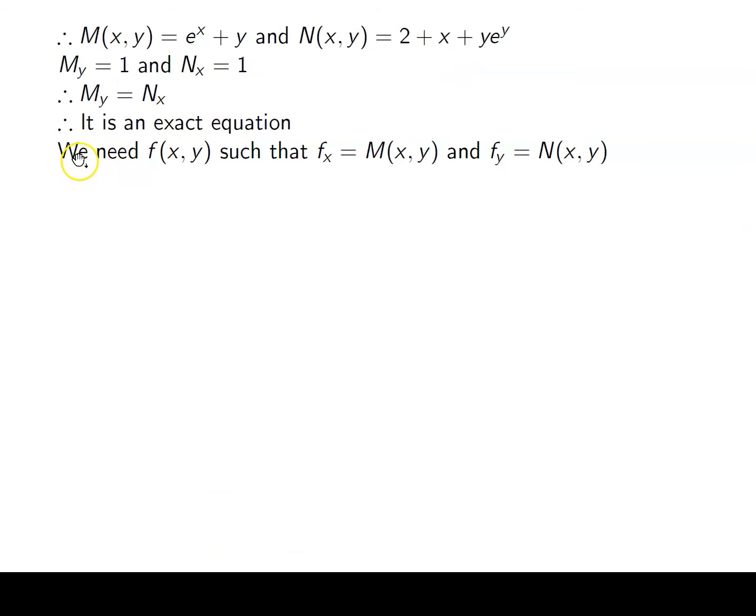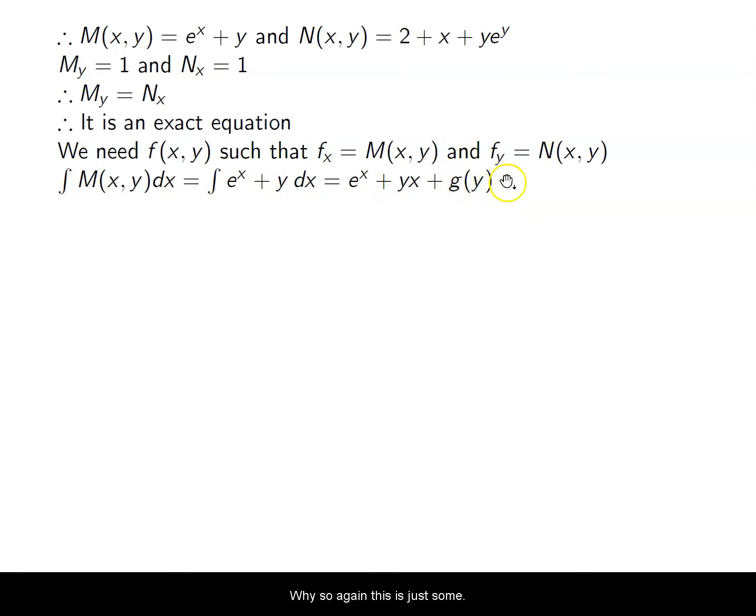So to reiterate, I need this function such that its first partial with respect to x equals my M function, and its first partial with respect to y equals my N function. So it makes sense that I integrate this with respect to x. I'm going to integrate this with respect to x here, so I'm going to get just e to the x, and this is going to turn into xy, plus g of y.